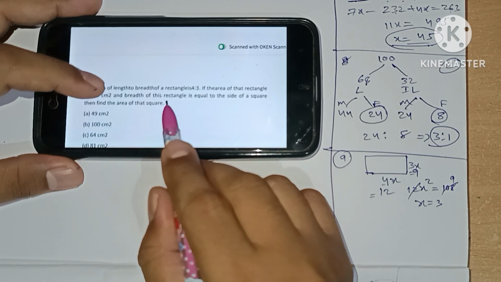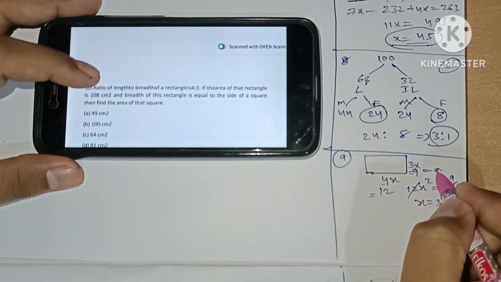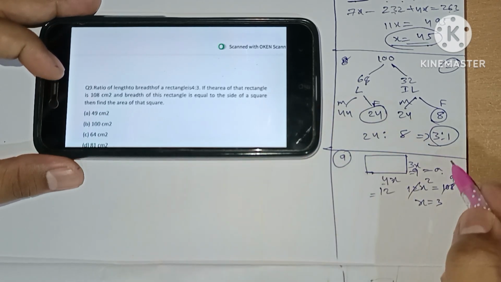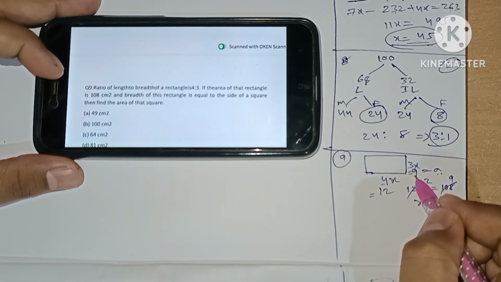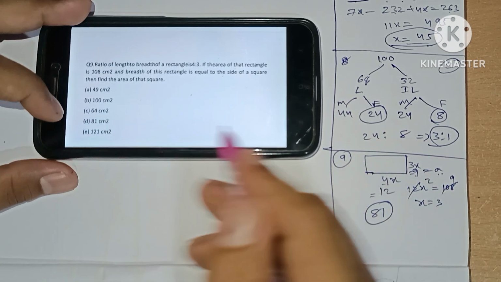Here it says that the breadth of this rectangle is equal to the side of a square. So this is the value of the side of a square. Now the question asked is to find the area of that square. A square value, 9 square, which is 81. So this is our answer. Option D is our answer.